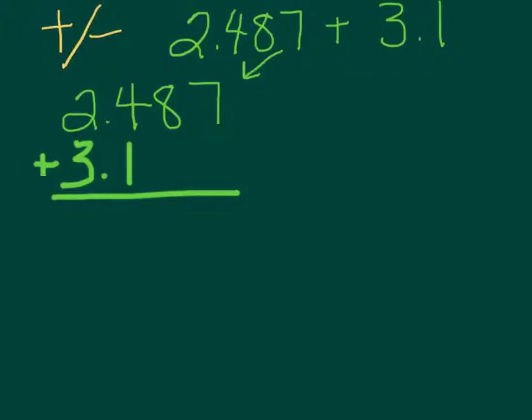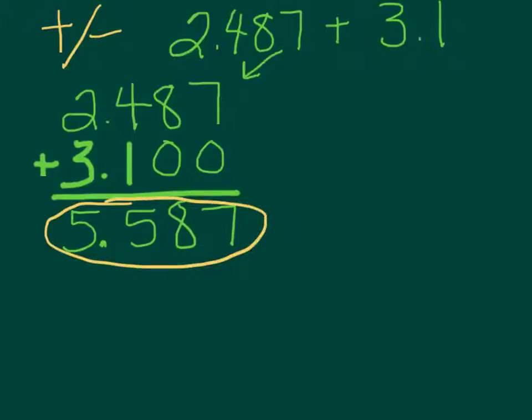Now right in here I have some empty spots, so it would be a good idea if I came back and added some zeros. 7 plus 0 is 7, 8 plus 0 is 8, 4 plus 1 is 5, 2 plus 3 is 5. So I simply added the numbers. Now I'm going to bring these decimals straight down to here, and I'm done. This is my final answer.